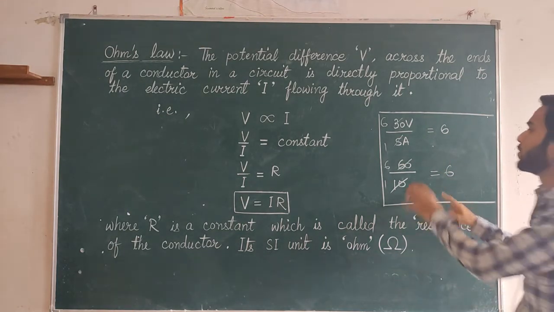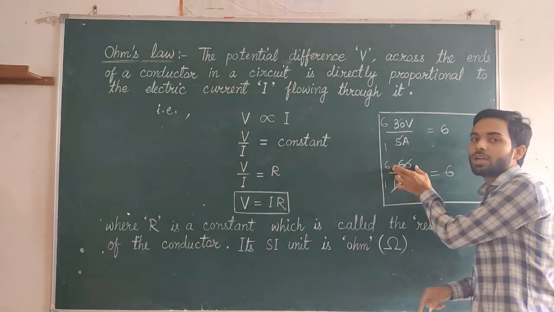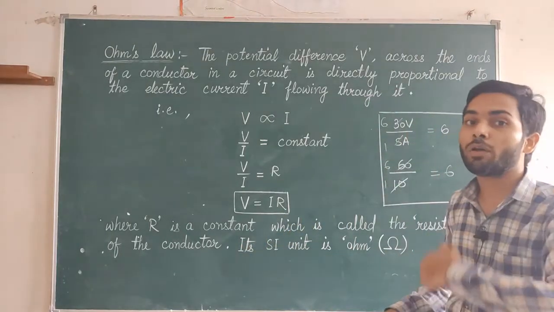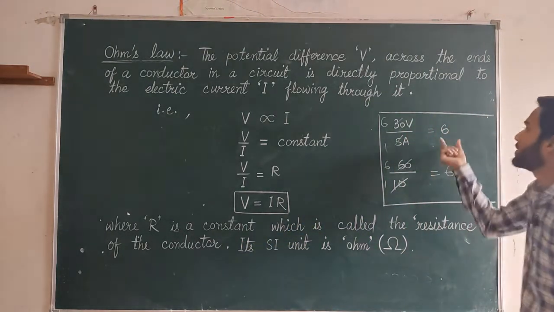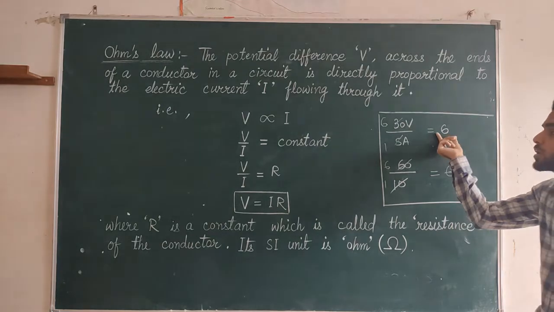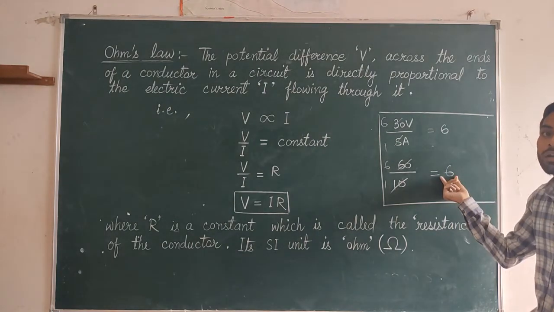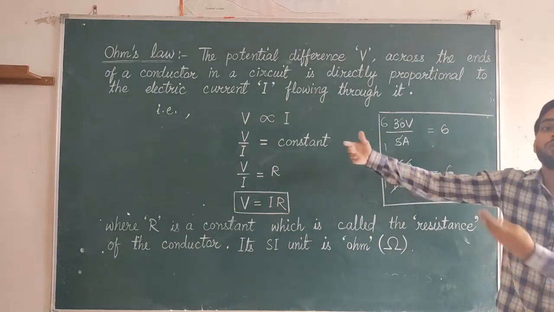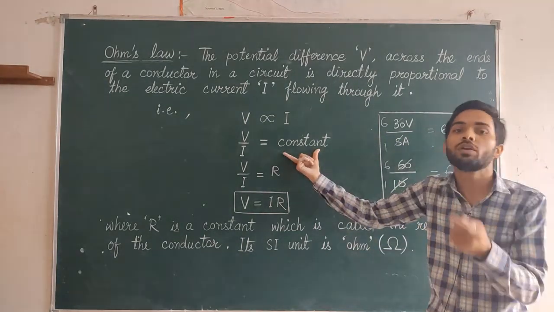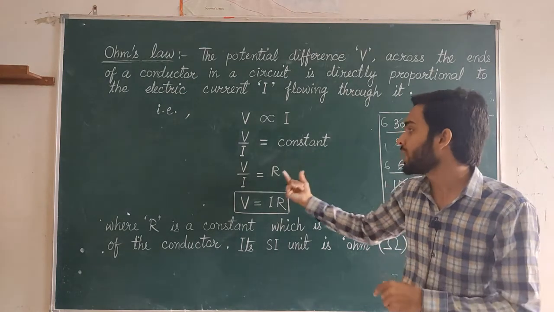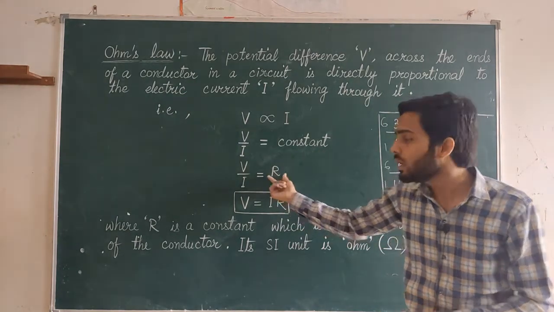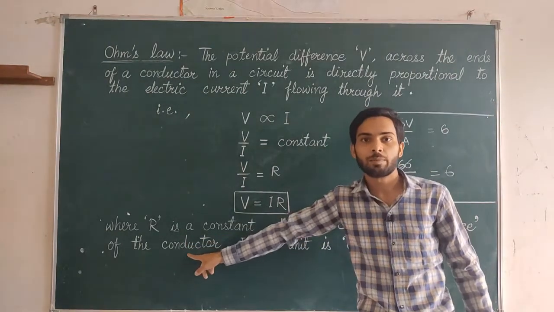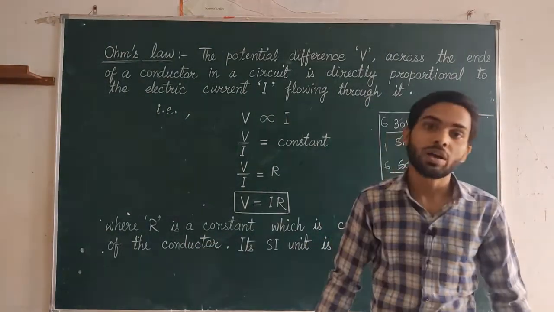So whatever the value of the potential difference, if we increase it, the current will also increase, and hence we can see clearly that here is a constant, 6. Whatever values of potential difference and current we take, a constant will come, and that constant is known as R. What is R? R is a constant which is called the resistance of the conductor. Now, what is resistance?